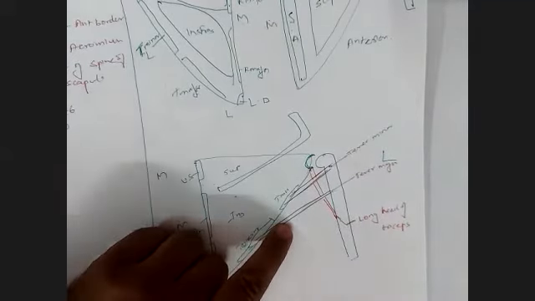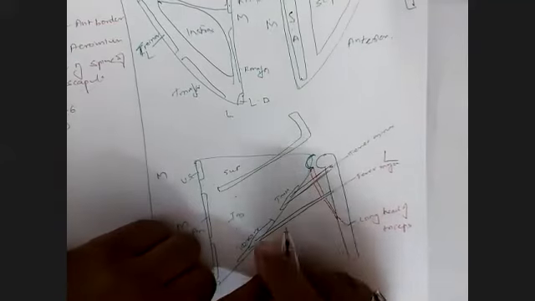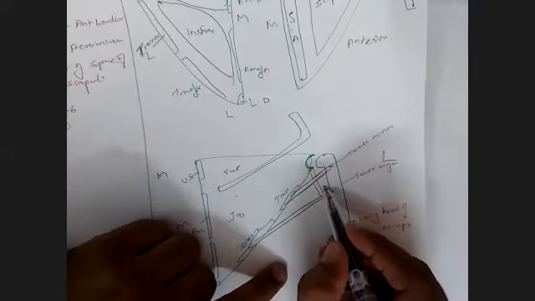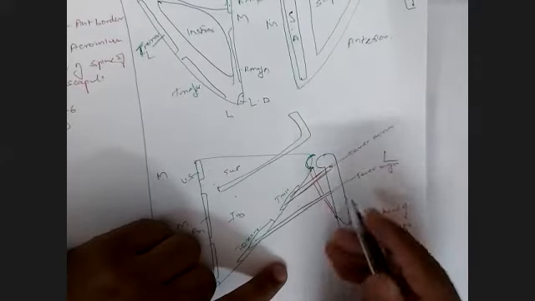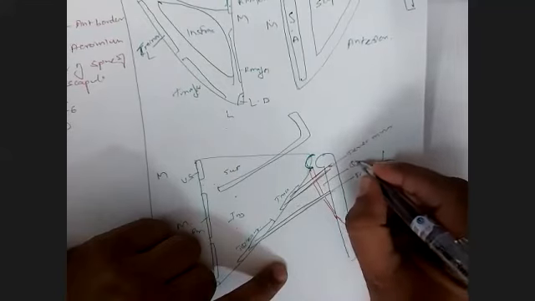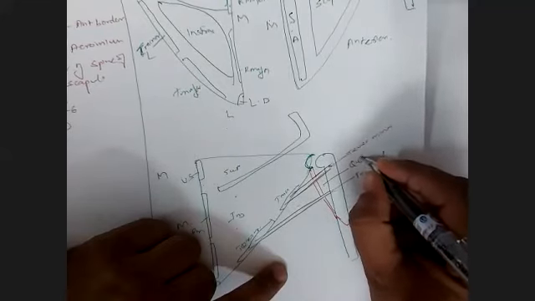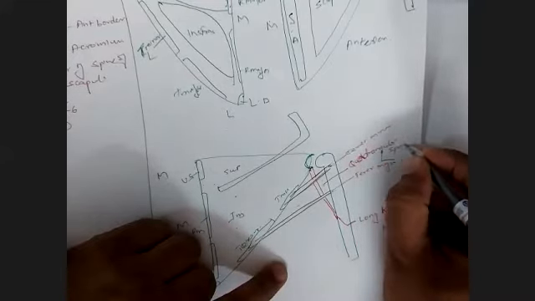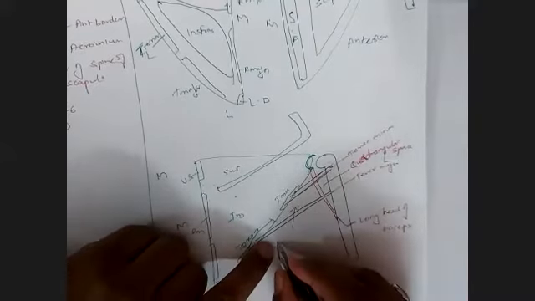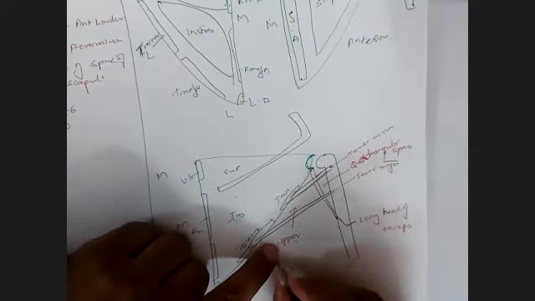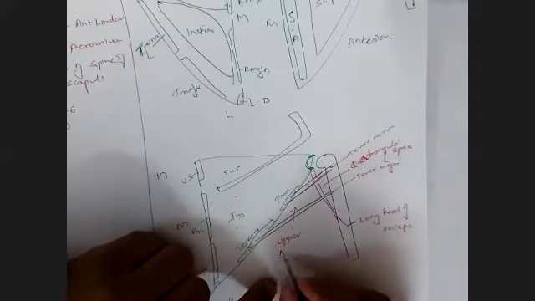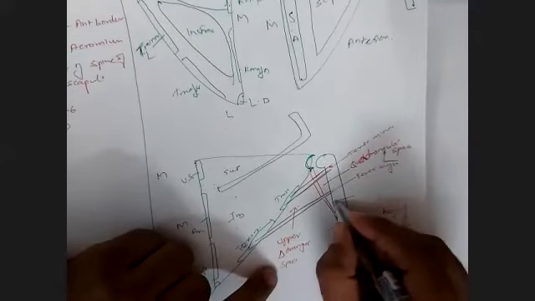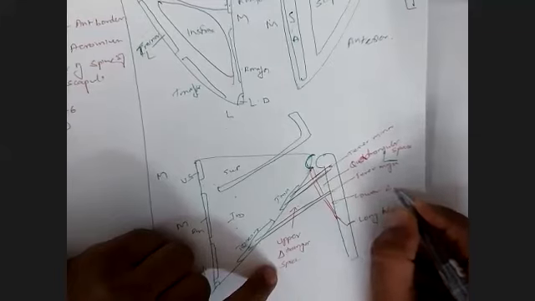Long head of triceps. With this, what has happened is, we can see some spaces now. This space is called the quadrangular space. This space is called the upper triangular space. And this space is called the lower triangular space.